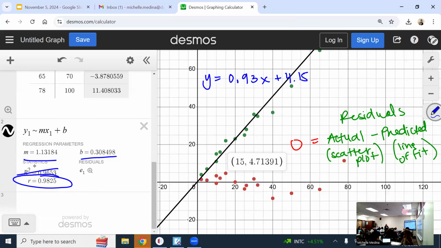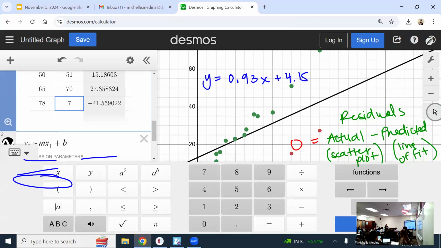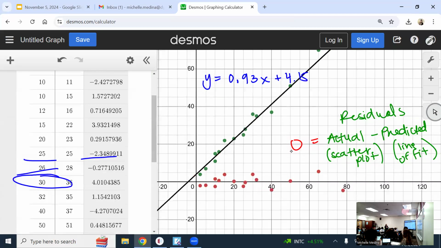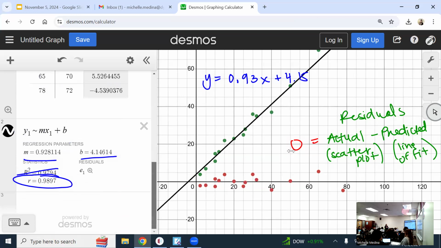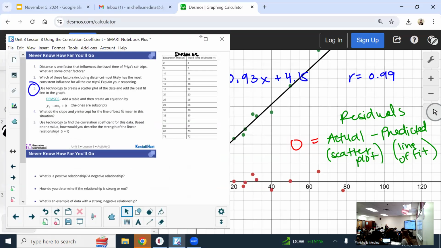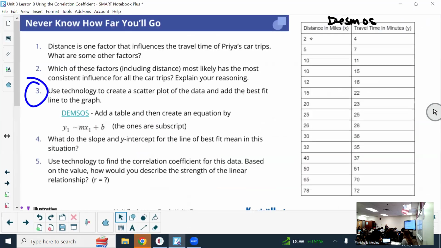But the R value, your correlation coefficient for this, so let me change it back to my actual data, which is 72. My R value for this data is about 0.99. So would you say that that's strong? Very strong. So when we relate it back to the real world, and I know I didn't read you the situation, Priya was looking at the distance she's traveled and how long it takes her. There's a really strong relationship between how far she has to go and how long it takes her, right?